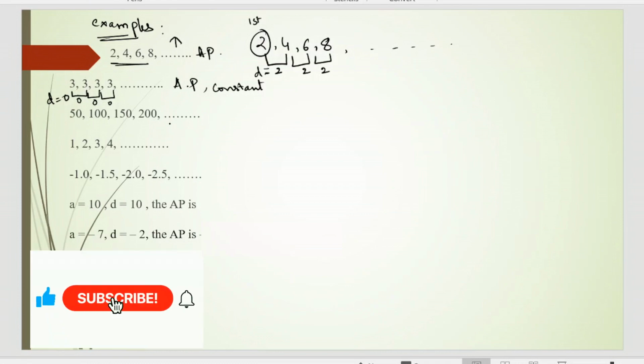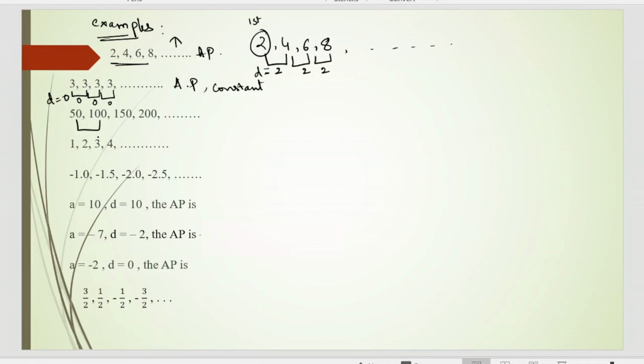Clear? Now let us see the next one. Let us see if this is an AP. If the common difference is constant, then it is said to be an AP. So 100 minus 50 is 50. 150 minus 100 is 50. 200 minus 150 is 50. So you can see the common difference is constant, right? So it is an AP. Clear? Let us see the next one.